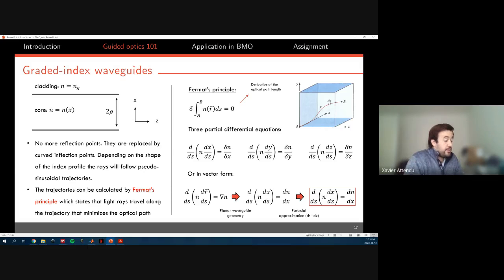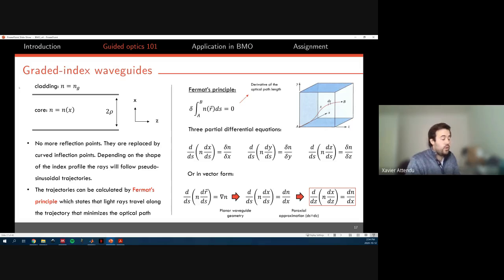So a different type of waveguide is, if we go back to the same 2D geometry here, we have a waveguide that has a thickness of 2 rho, an outer cladding of a certain value. But now the core index is no longer a single fixed value. It's a value that depends on the position in the core. This is something called graded index waveguides. And now, because of this, the light is going to travel in a different way.